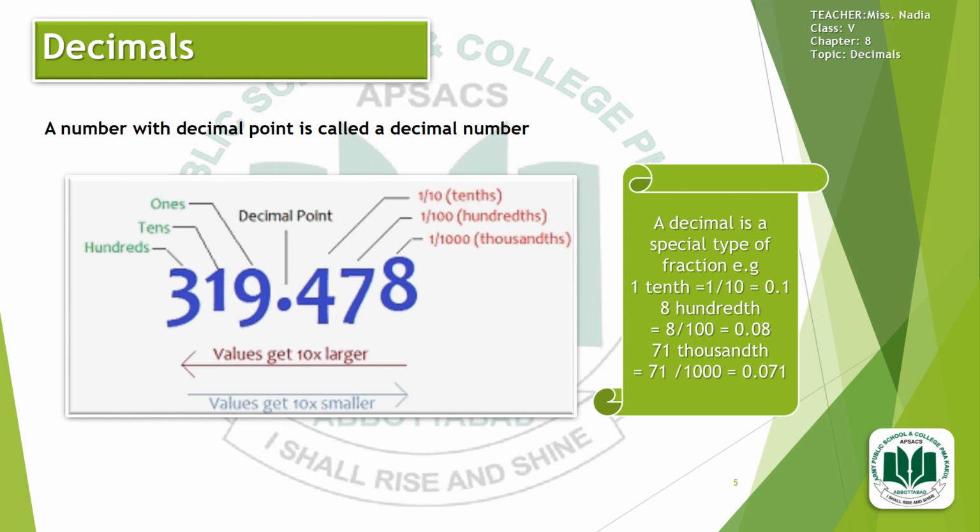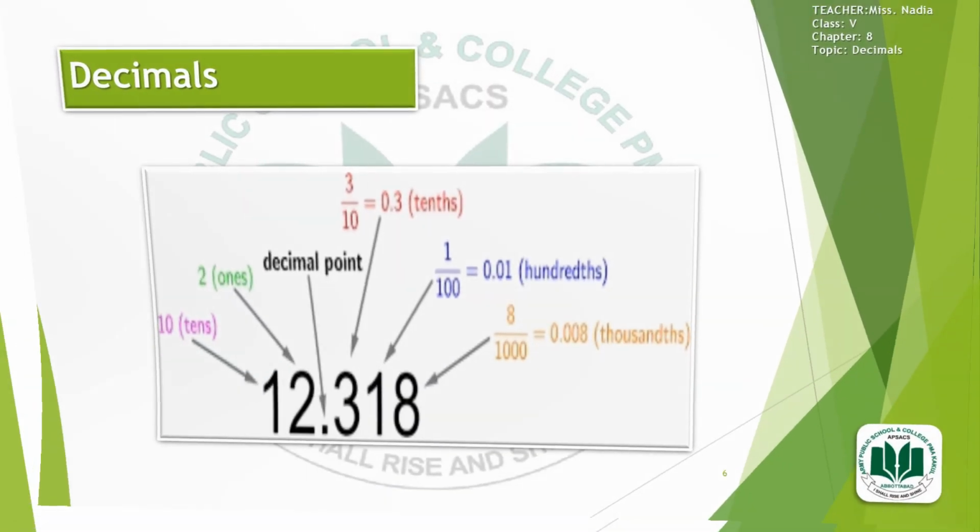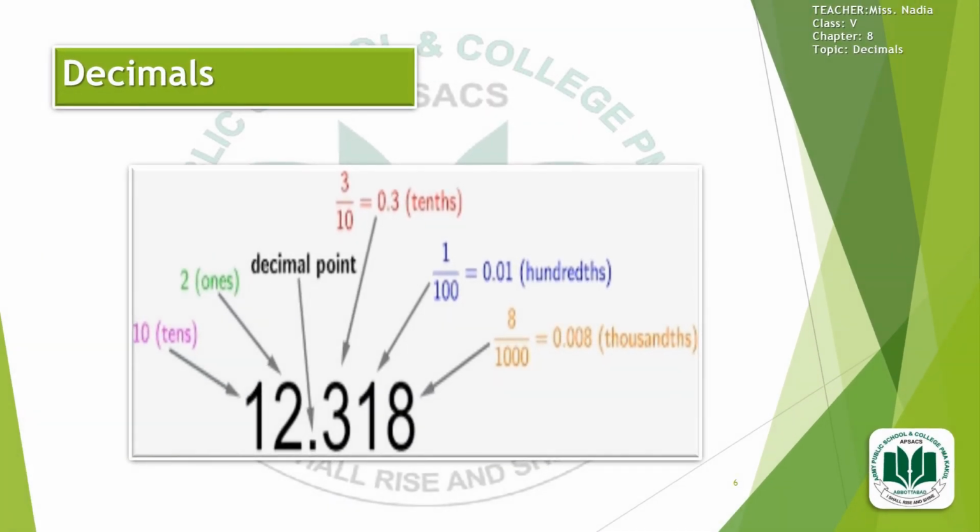71 thousandth is 71 by 1000 and it is equal to 0.071. Again, look at this example. Here the place values of the digits to the left of decimal point are ones, tens, hundred, thousands and so on. And the place values of the digits to the right of decimal point are tenth, hundredth, thousandth and so on. So the place value of 2 is ones and 1 is tens.